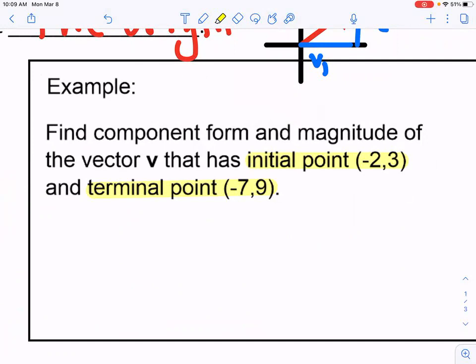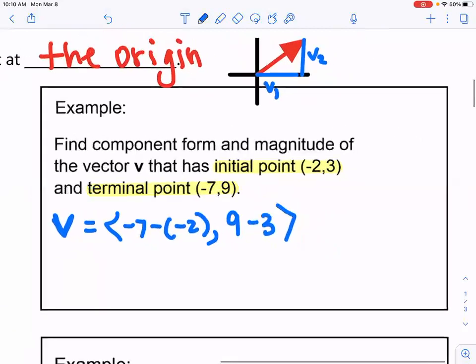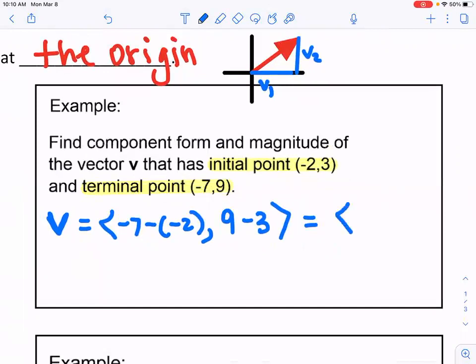When we name vectors, we name them with a bolded letter. It's just what we do. So vector V, we need to take terminal minus initial in order to get this into its component form. Terminal minus initial, we need to take -7 minus -2 for our x component. Terminal minus initial, we need to take 9 minus 3 for our vertical component. So our vector is <-5, 6>.